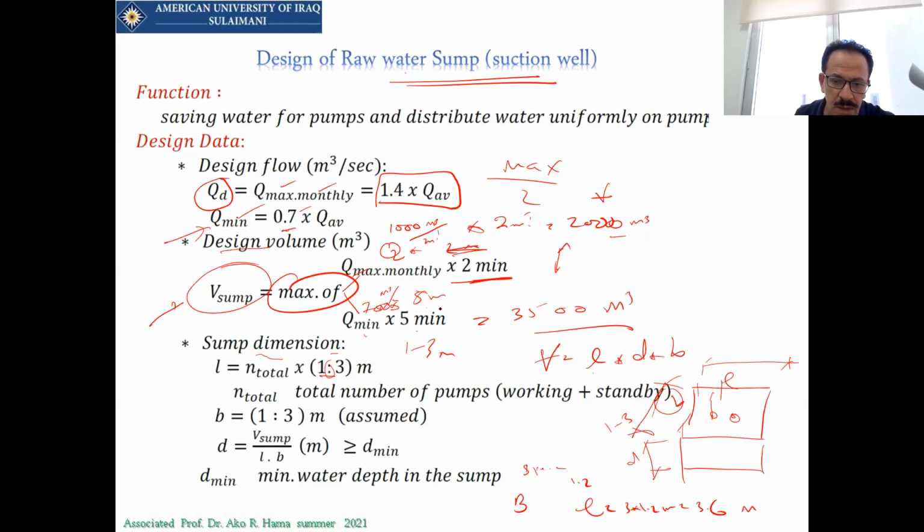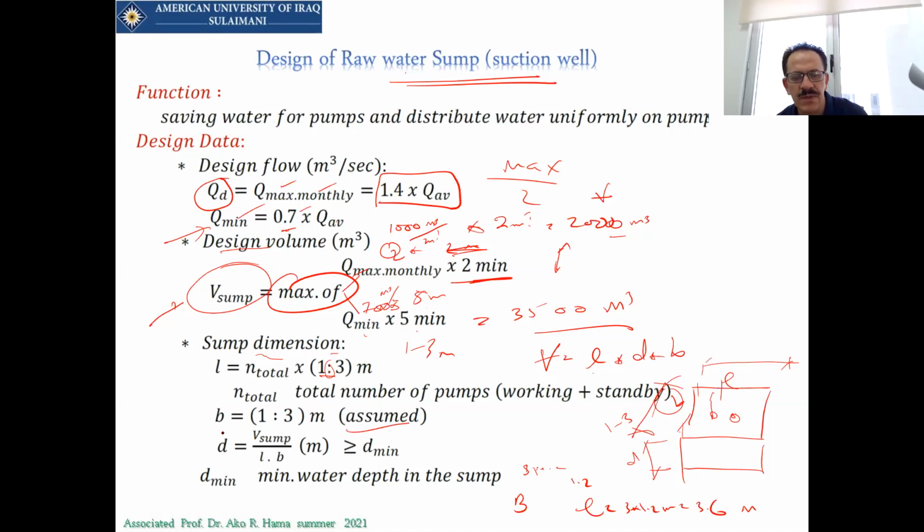Now, number of pumps, I mean the whole number of the pumps. Usually when we need 2 pumps, I will put 3, with 1 just in standby, because we have to have a standby. Now, the total number of the pumps means the working and the standby pumps. B is from 1 to 3, this is assumed and this is standard.